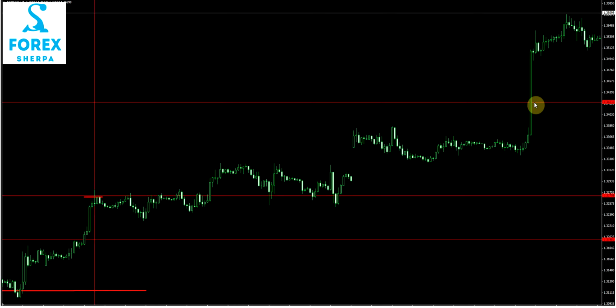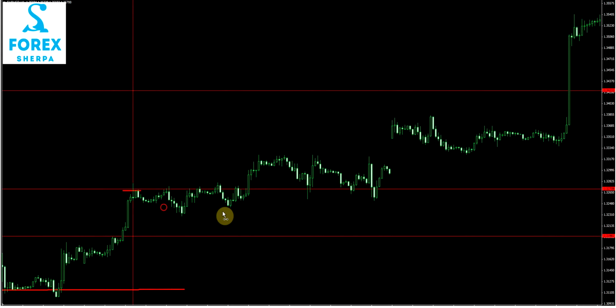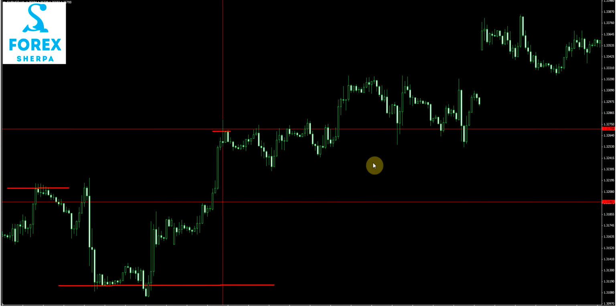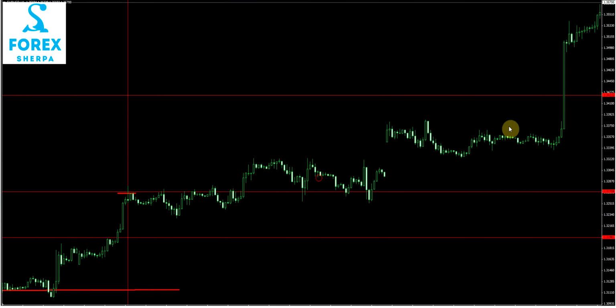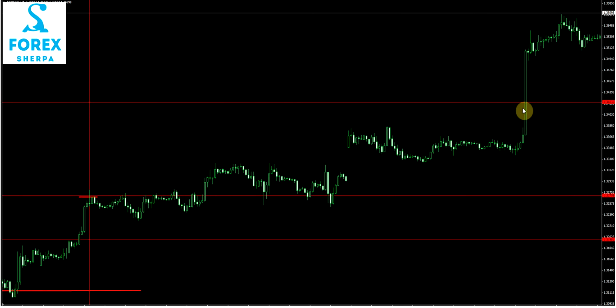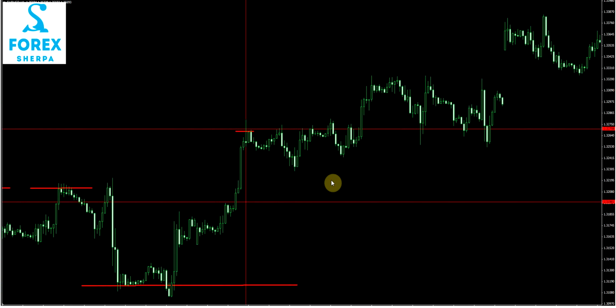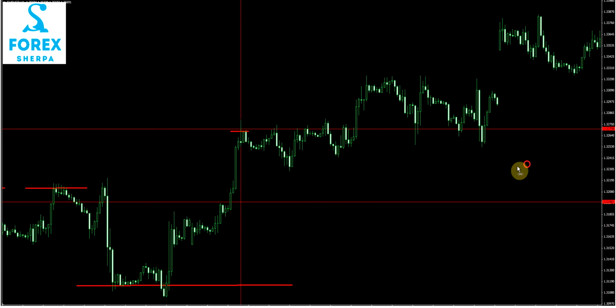Okay, and you can see here we opened the buy position, which is good because the market has reached the target, which means we have realized 4% profit if our initial risk position size was 2% of the equity.